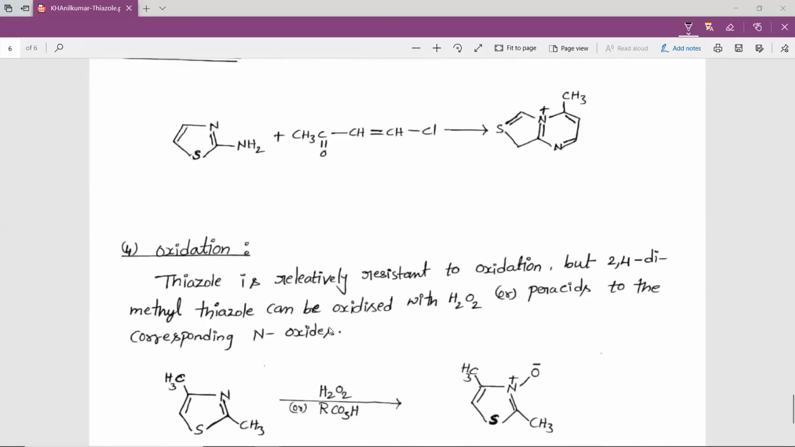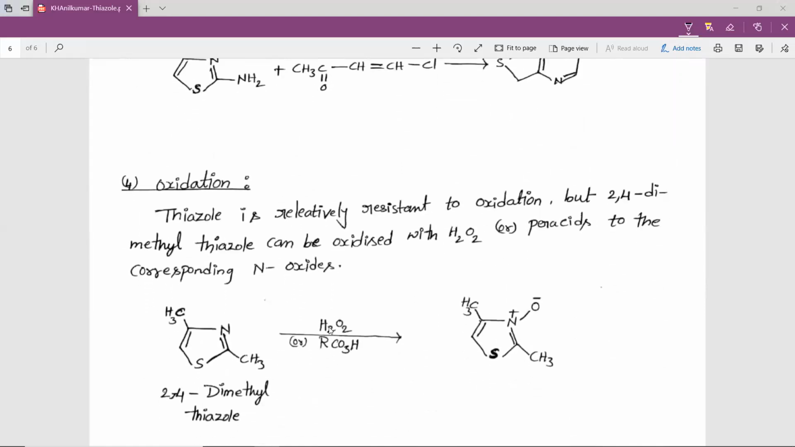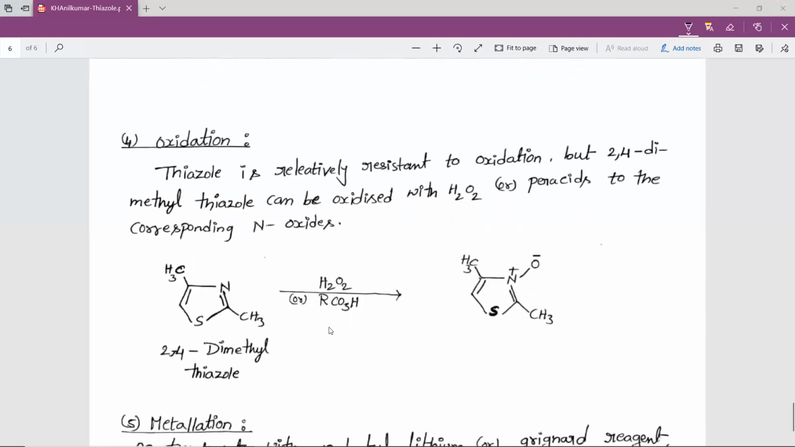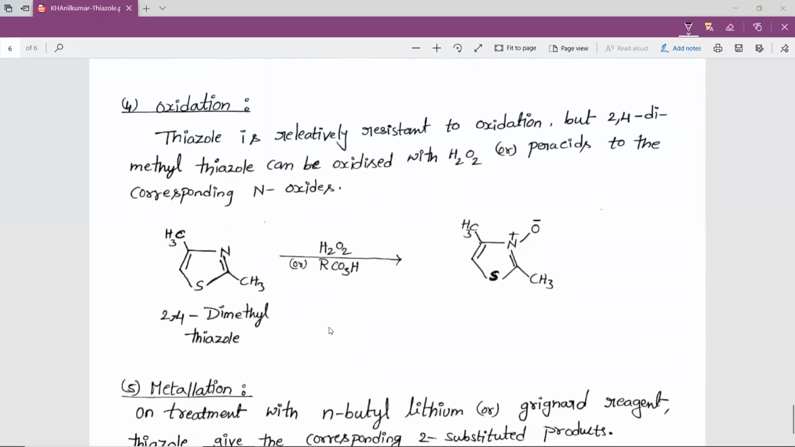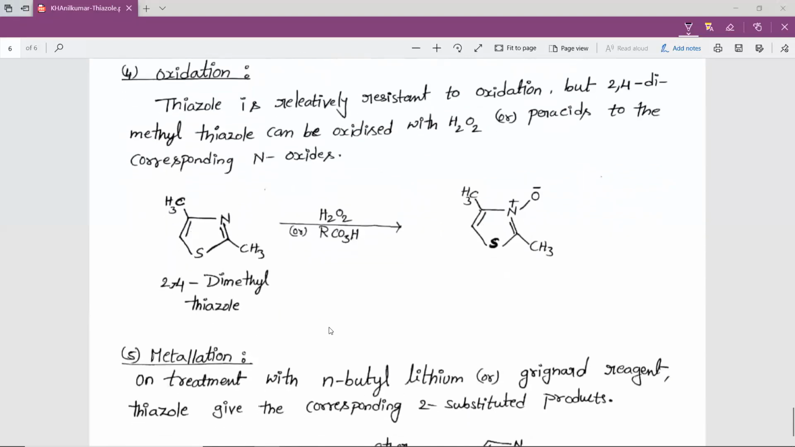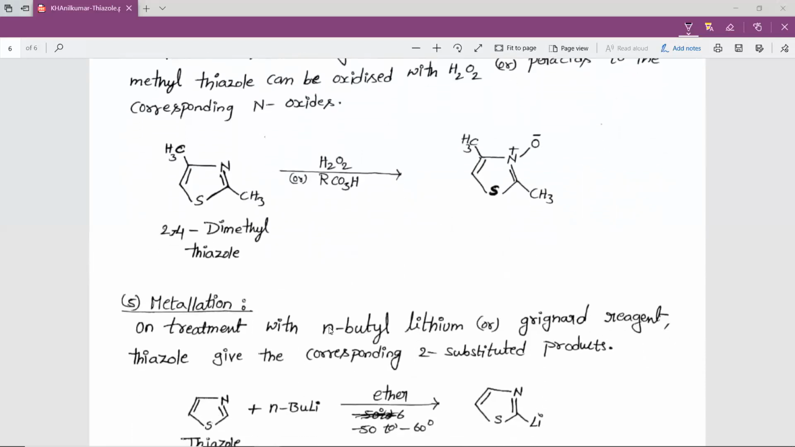So oxidation. Thiazole is resistant to oxidation, but 2,4-dimethyl thiazole, that is a 2,4-disubstituted thiazole, can be oxidized with H2O2 or peracids to the corresponding N-oxide, just like other azoles. Thiazole can also undergo oxidation when it is appropriately substituted in the ring system to form the N-oxide.